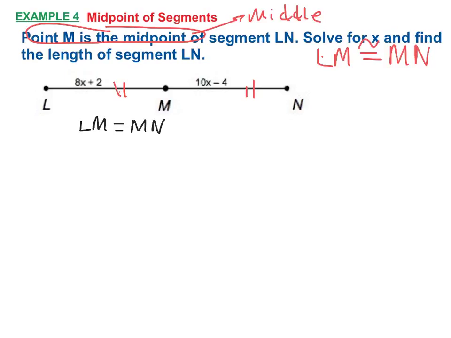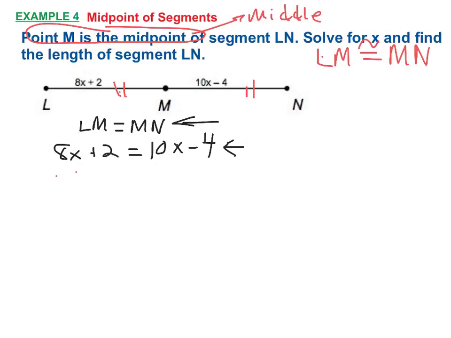And then we can plug in what we know. We know that LM is 8x plus 2, which is equal to MN, which is 10x minus 4. And we can just solve this equation for x. At this point you really should know how to solve for x on your own. This right here is the geometry concept. Then we have the substitution, and now you're just doing pre-algebra.